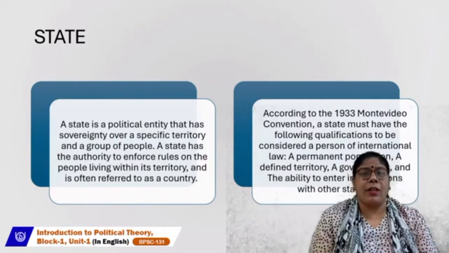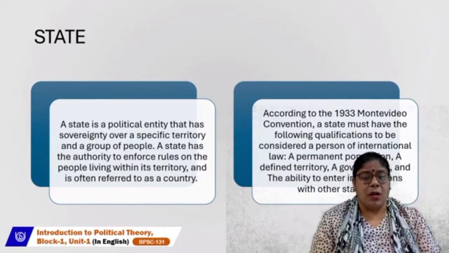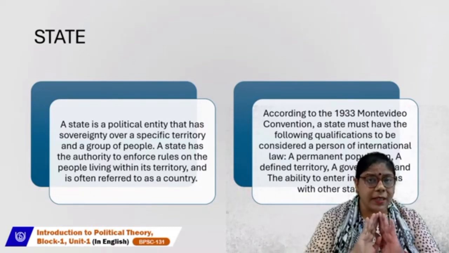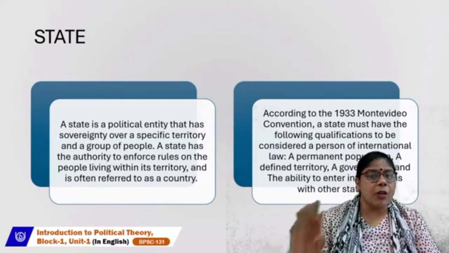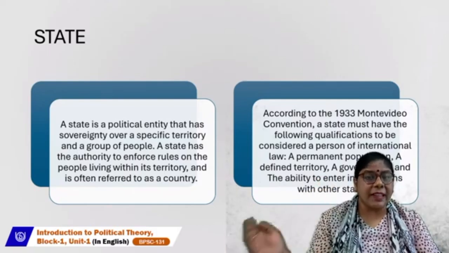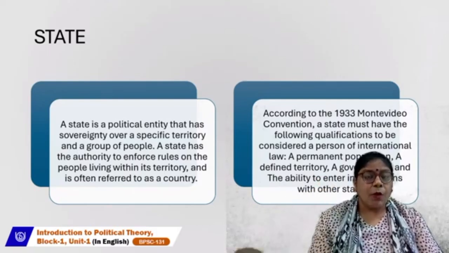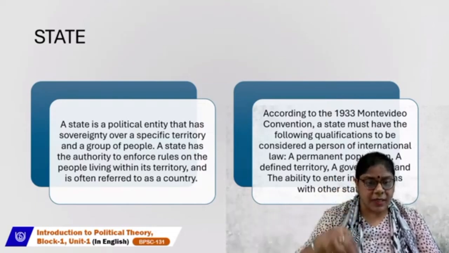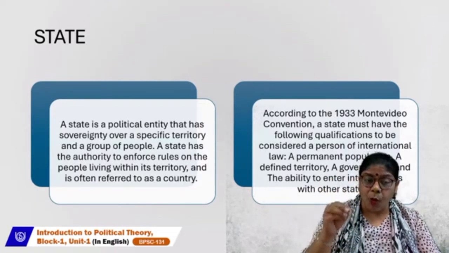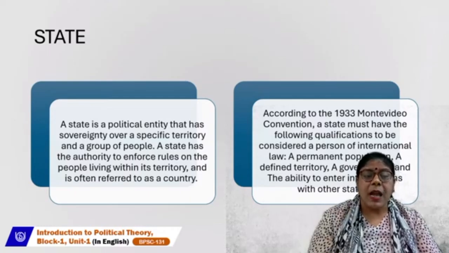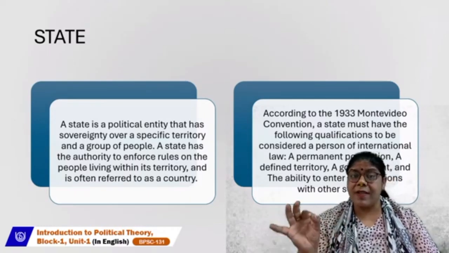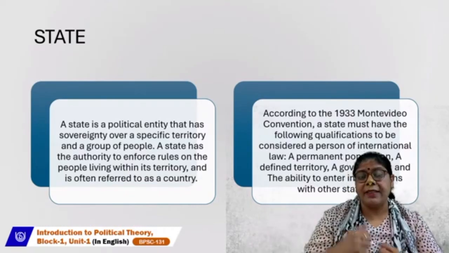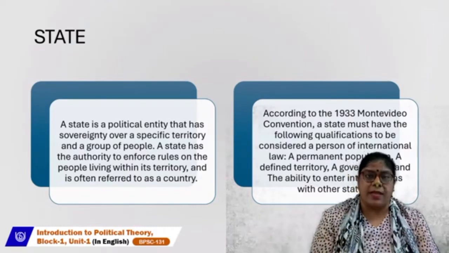It has authority to enforce rules. For enforcing rules, the state does not have to take the permission of some exterior people. So whoever the people living in the territory of the state, it can make laws and enforce rules on them, and it is often referred to as a country. Okay, so India is a state in the political sense.